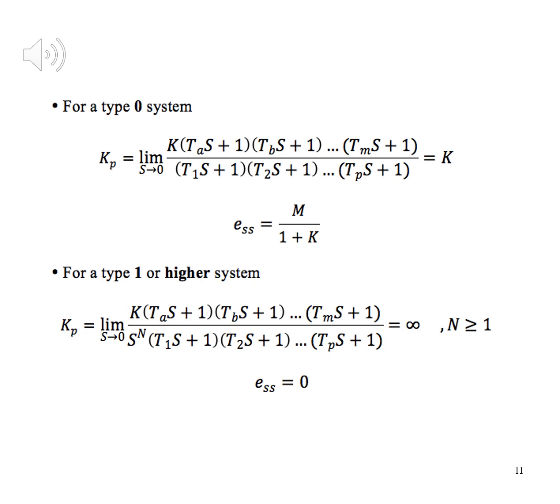Here we're going to get a type 0 system. What is a type 0 system? It is a system where the capital N is equal to 0. So your function G of s in the first equation will equal K times (Tas plus 1)(Tbs plus 1) in the numerator, and in the denominator (T1s plus 1)(T2s plus 1) and so on. I have no s to the power of N, because s to the power of N became s to the power of 0, which is 1. Then when you take the limit of this equation and put s equal to 0, it gives you Kp equals K. So the steady state error will equal m over 1 plus Kp, and Kp equals K, so m over 1 plus K.